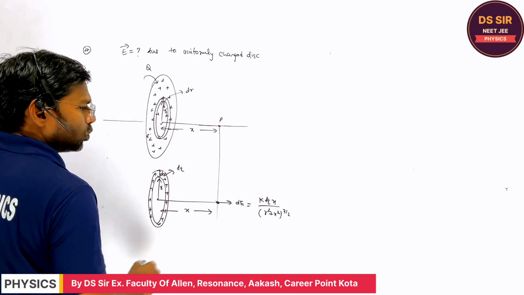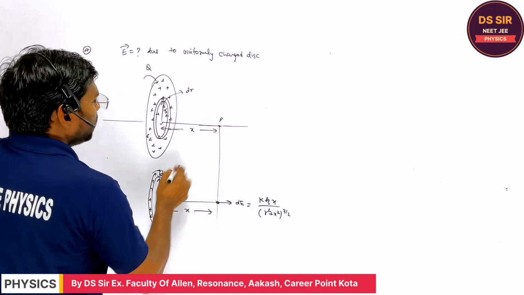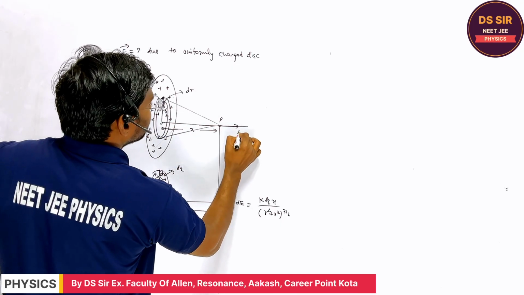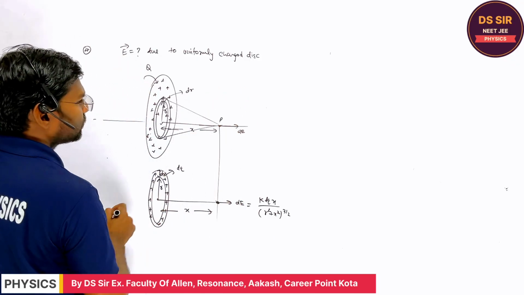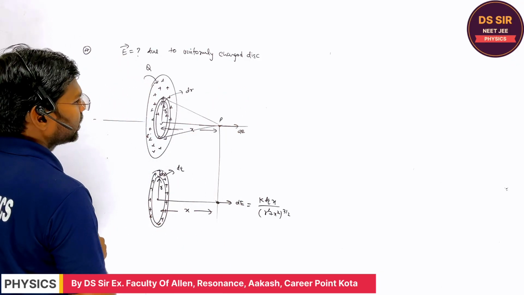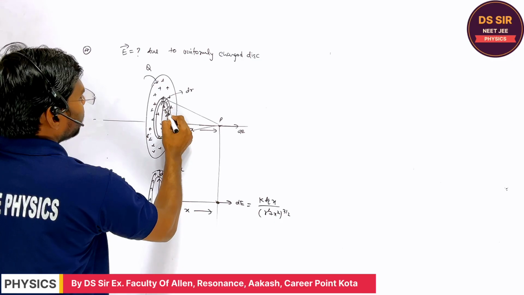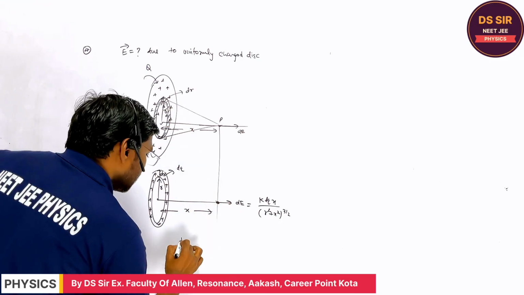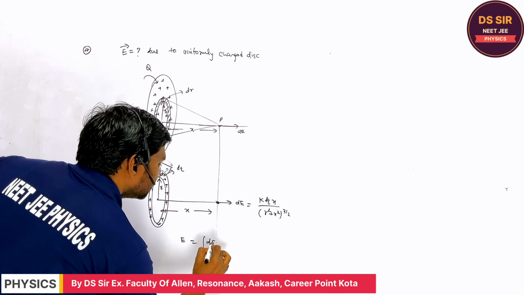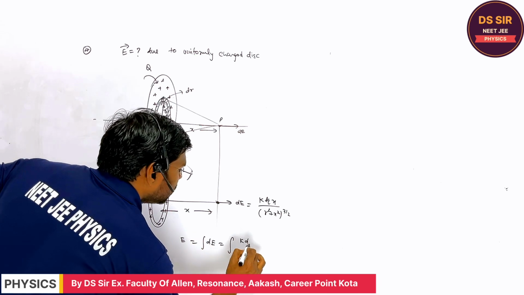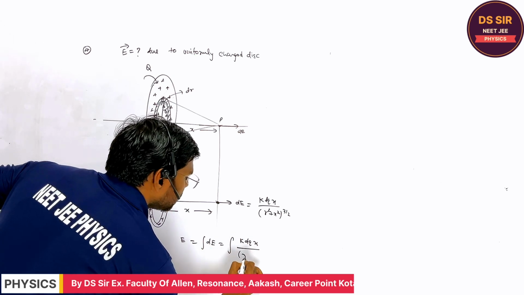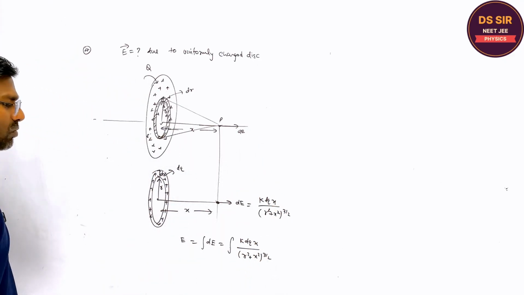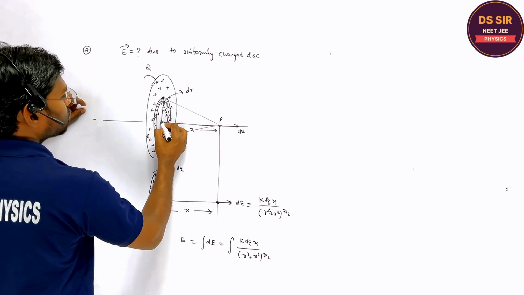Now to find the net electric field at this point because of this elemental ring, we have written the electric field dE. Now you have to integrate this, because this is one elemental ring, and to find the net electric field you have to integrate this dE, K dq x upon (small r square plus x square) raised to the power 3/2, because there will be so many rings.